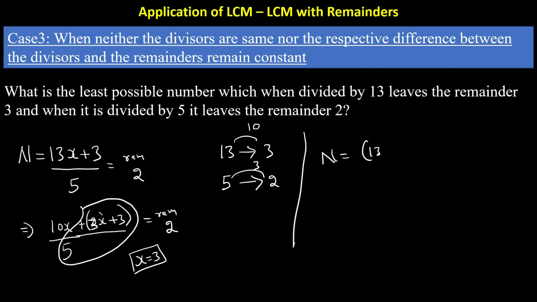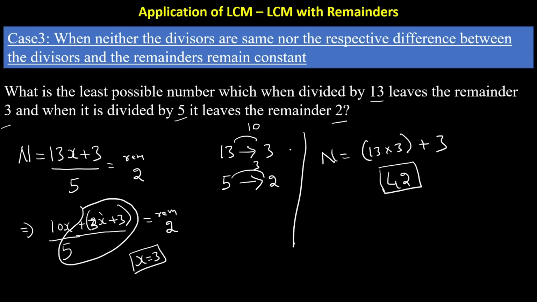It will be 13 into 3 plus 3, because the number will be in 13x plus 3 form, right? Now, 13 threes are 39 plus 3, 42. So 42 is the least possible number. When you divide by 13, it will give remainder 3. When you divide by 5, it will give remainder 2. Hope we have understood these cases of LCM.